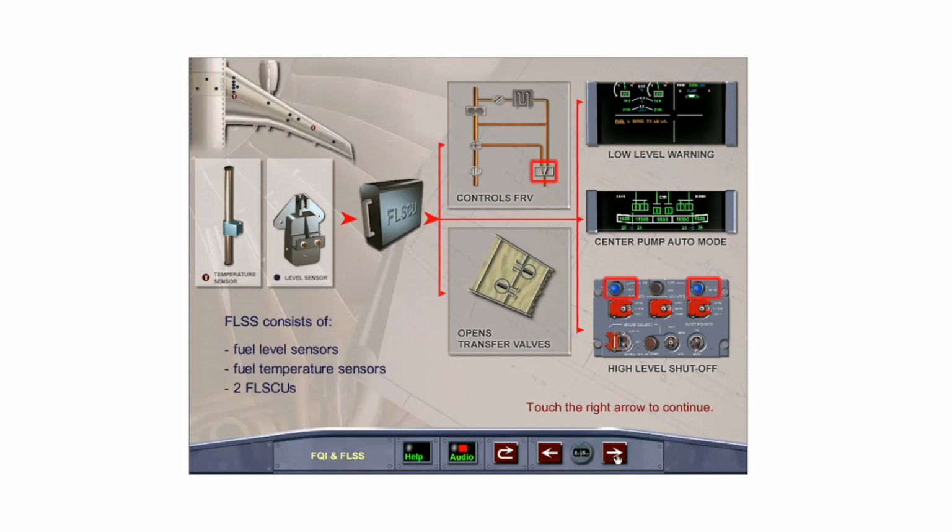Commands FADEC to close the fuel return valve when fuel returned from the IDG recirculation system is too warm, opens the intercell transfer valves when the inner tank quantity reaches 1,650 pounds, transmits the low-level warning when wing tank fuel drops to 1,650 pounds, turns center tank pumps on and off in automatic mode, and gives high-level shutoff information for refuel operation.